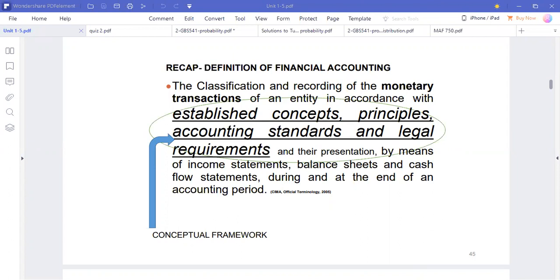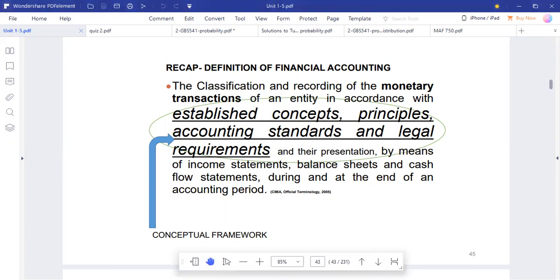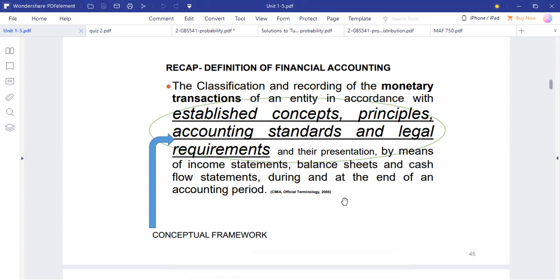As a branch of accounting which involves the process of recording, the process of summarizing, the process of reporting, a series of transactions that result from business transactions over a period of time. So accounting should be in accordance with established concepts and principles, standards, and also legal requirements by means of three important books we're going to look at.